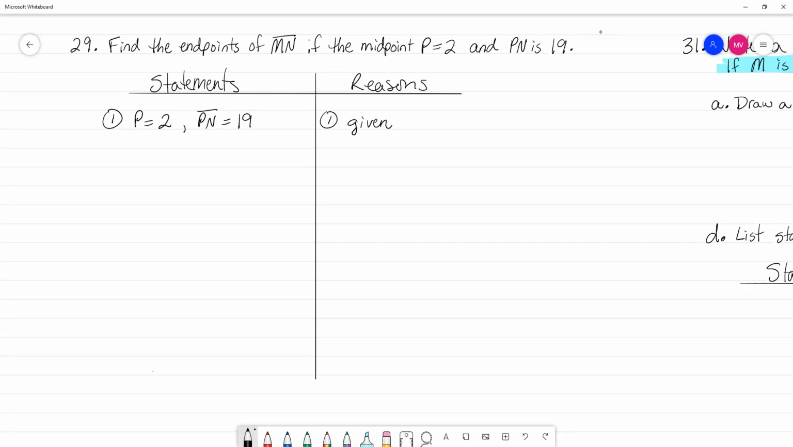All right, because we are using a length to find the endpoints from the midpoint, we must use our distance formula. So let's state your distance formula, which tells us that PN, which is our length, is equal to the absolute value of P, which is 2, minus the coordinate at point N, which is the endpoint. And that's just going to represent both endpoints. You'll see that in a second when we define absolute value. This is the distance formula. That's your reason.